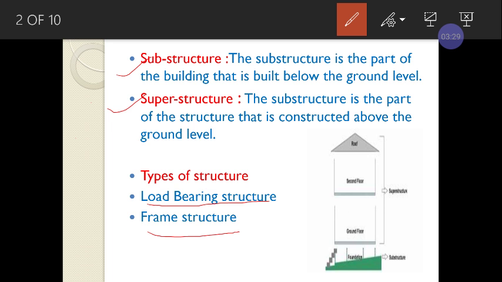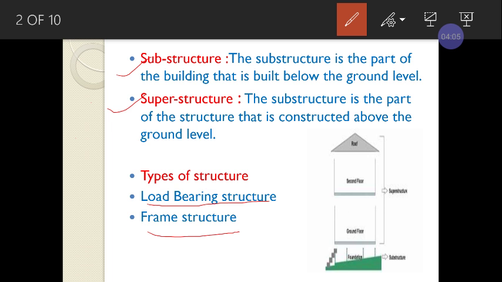these walls are having foundation. Throughout the length of these walls below the ground, there will be a foundation to them. Understand that throughout the length of the main wall there will be a foundation, and the load is transferred by the walls to the foundation. That type of structure is called a load bearing structure.